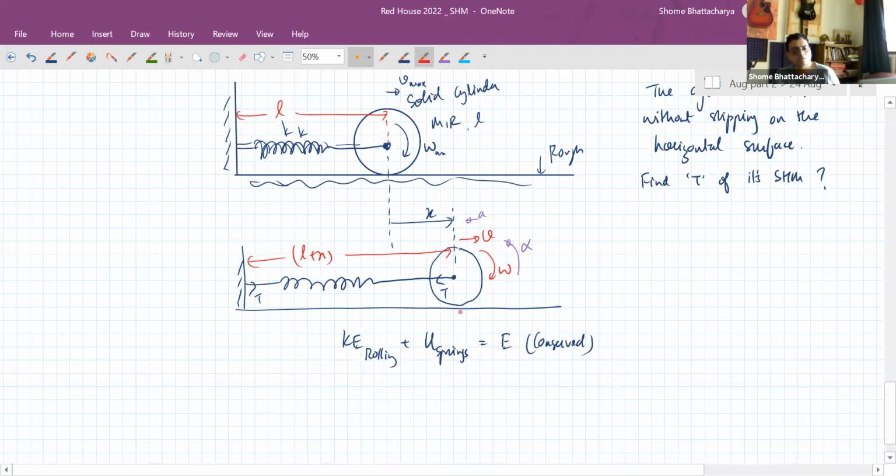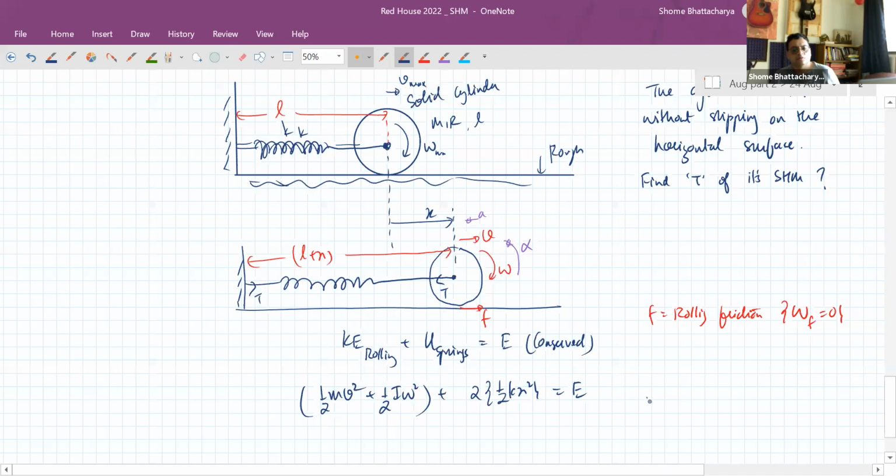Because even though rolling friction acts, the work done by rolling friction is zero. Okay, so this is for that system. So half mv square plus half I omega square plus 2 times half kx square, because there are two springs, is the conserved energy. Okay. Now here v is equal to r omega is equal to dx by dt, and I is equal to mr square by 2 for a solid cylinder.